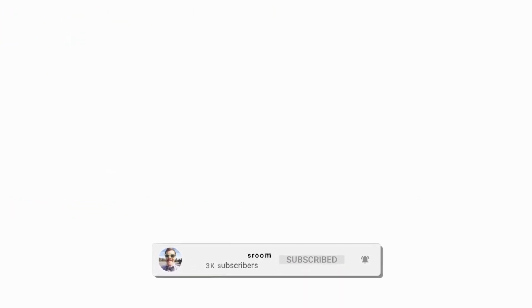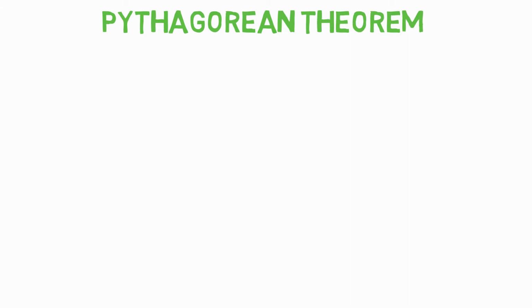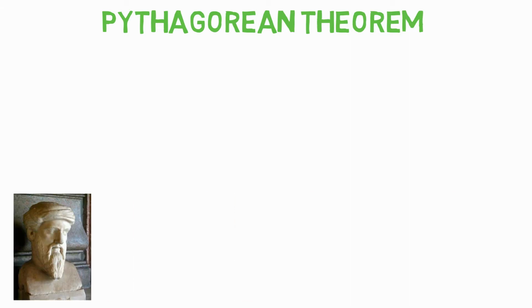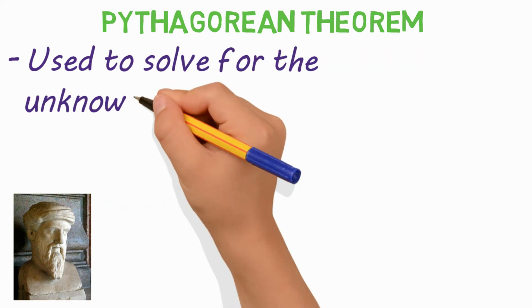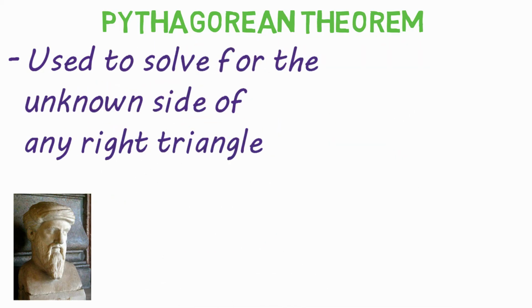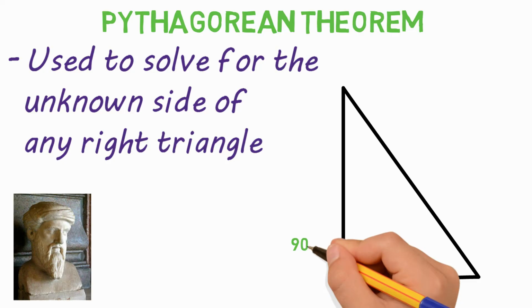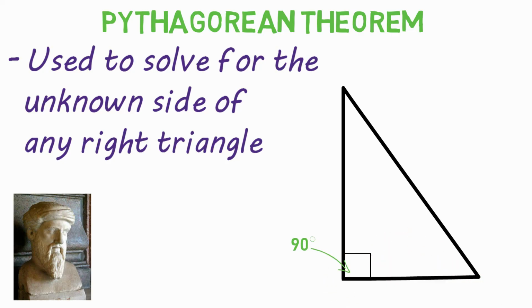Now on to the Pythagorean Theorem. The Pythagorean Theorem is a useful equation named after the Greek philosopher Pythagoras. It is used to solve for the unknown side of any right triangle. Remember, a right triangle has a 90-degree angle for one of its angles.